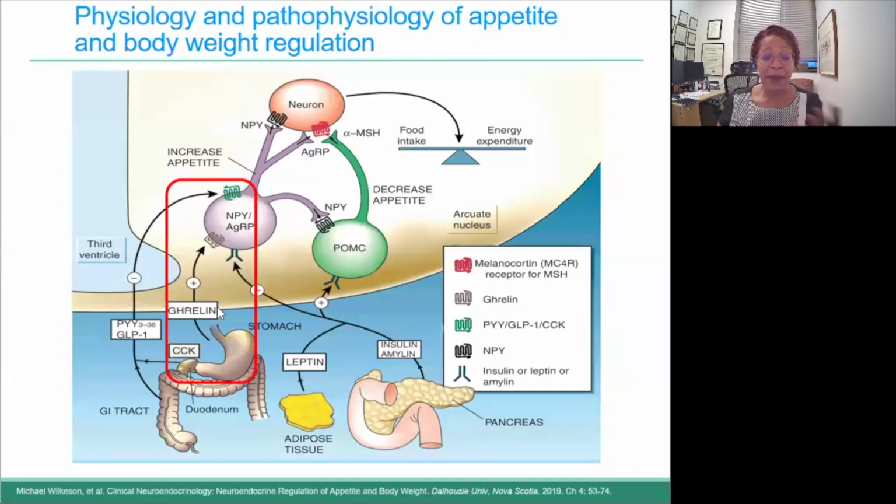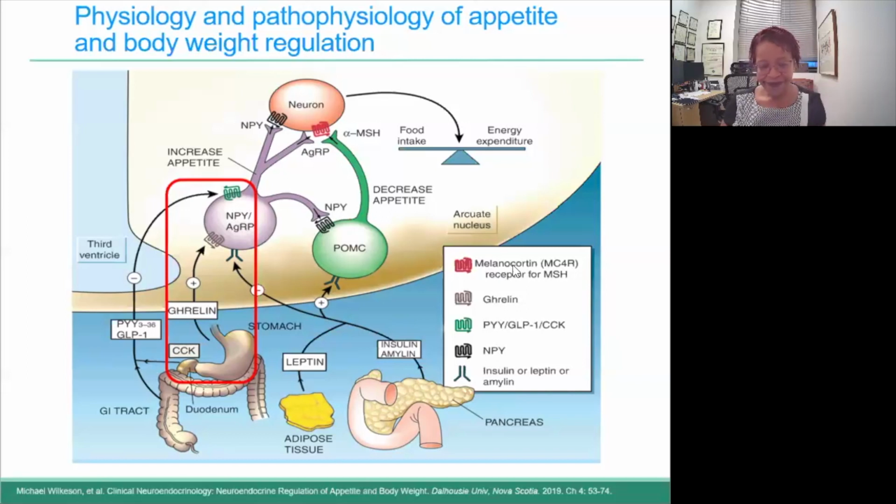And lastly, we're going to talk about ghrelin. Ghrelin is the one hormone that stimulates appetite. So it stimulates these nerves here and increases appetite. It also is a hormone that stimulates growth hormone, which is how it got its name, because it's growth hormone releasing ligand. So this is the only hormone that actually stimulates these neurons, increases food intake. And I'll talk later about what happens to that.